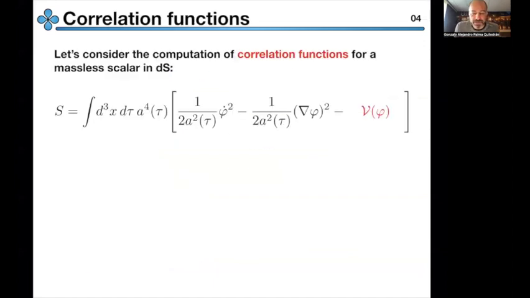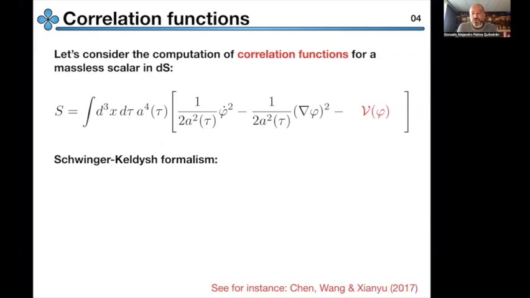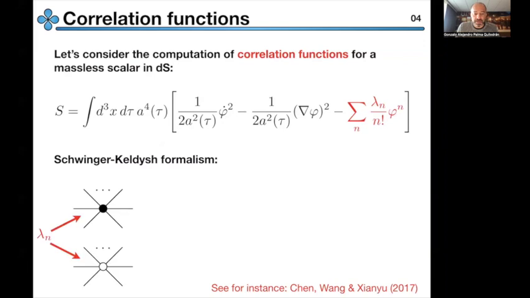So let's move on to discuss the computation of correlation functions in de Sitter. Consider the following massless scalar field theory with a given potential, which introduces interactions for this field. And you can work with a Schwinger-Keldysh formalism, which allows you to compute correlation functions with the help of Feynman diagrams. So for this, it is useful to expand the potential in this form where you have these coefficients lambda n. And in the Schwinger-Keldysh formalism, you will find out that the degrees of freedom are doubled. And this means that a given coupling lambda will imply two vertices, a black and a white vertex.